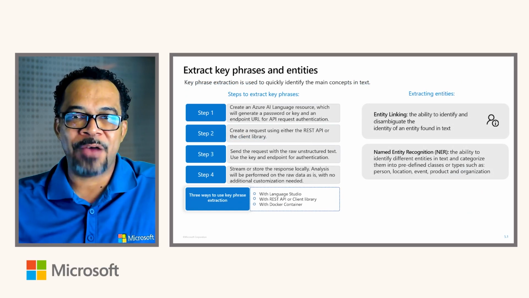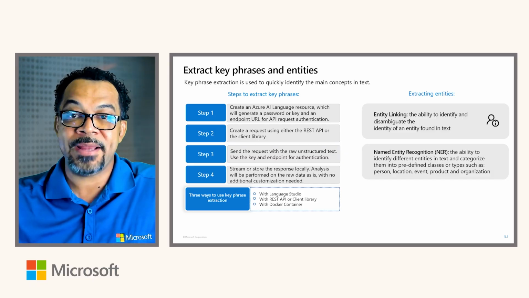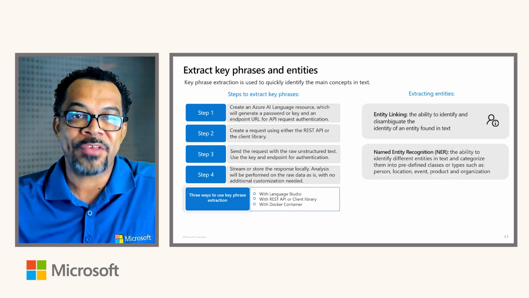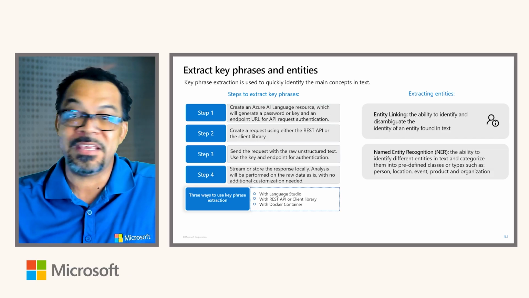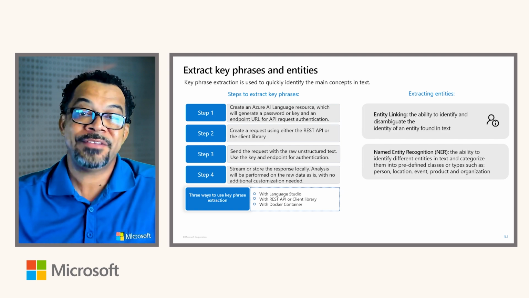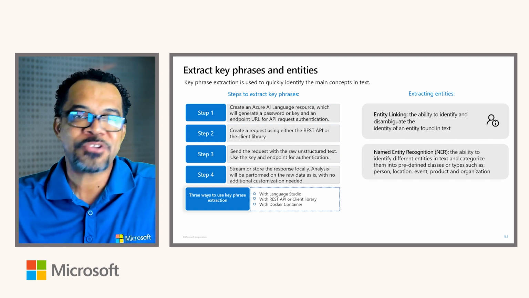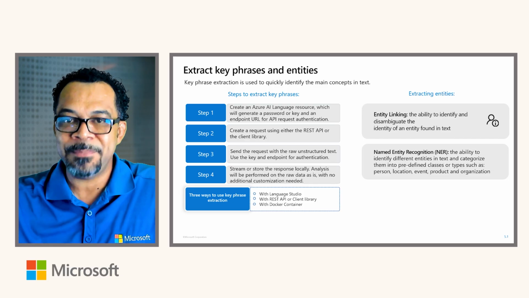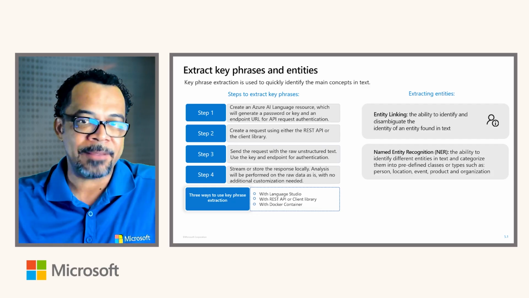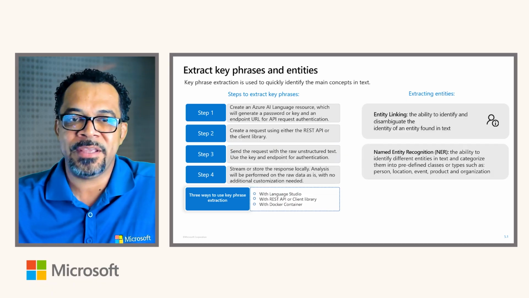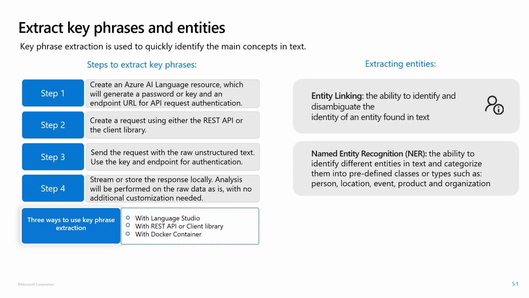Make sure to understand how to extract key phrases using Azure AI language services, including how to set up the resource and send requests through a REST API or client library. It's also helpful to know the different ways you can use key phrase extraction, whether it's through Language Studio, programmatically, or even a Docker container. On top of that, make sure you're familiar with how entity extraction works, especially the difference between named entity recognition and entity linking. These tools are great for pulling meaningful information out of raw text and organizing it in a way that's helpful. So remember that and understand that for your exam.